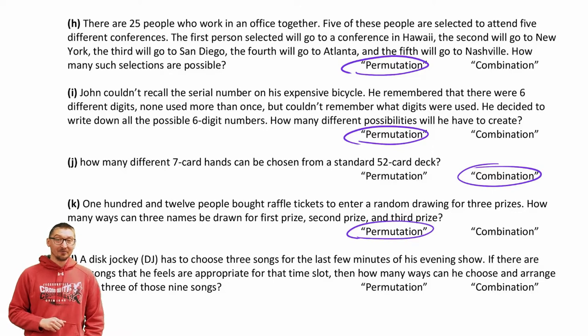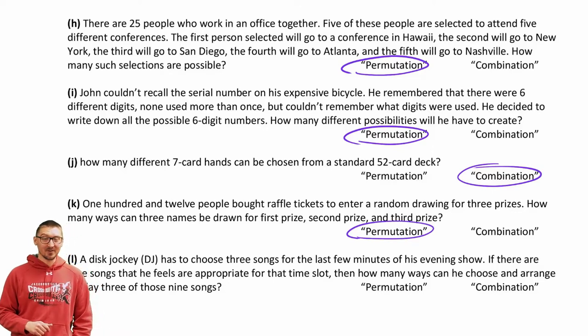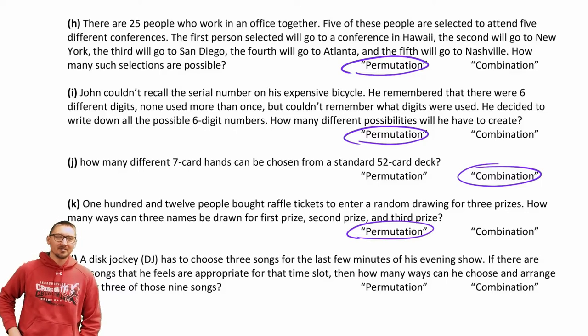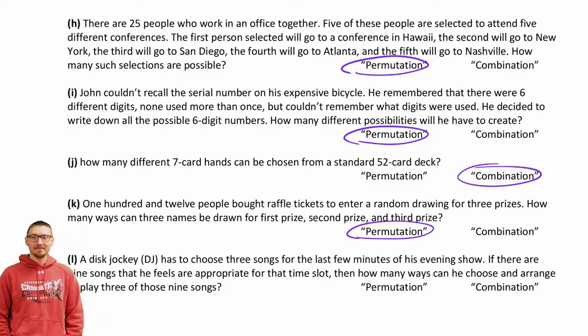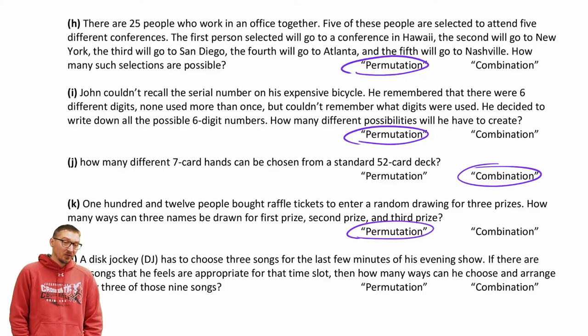A disc jockey, which that's actually where DJ comes from. Didn't know if you guys knew that. A DJ has to choose 3 songs for the last few minutes of his evening show. Now, if there are 9 songs that he feels would be appropriate for that time slot, how many ways can he choose and arrange to play the 3 of the 9 songs?